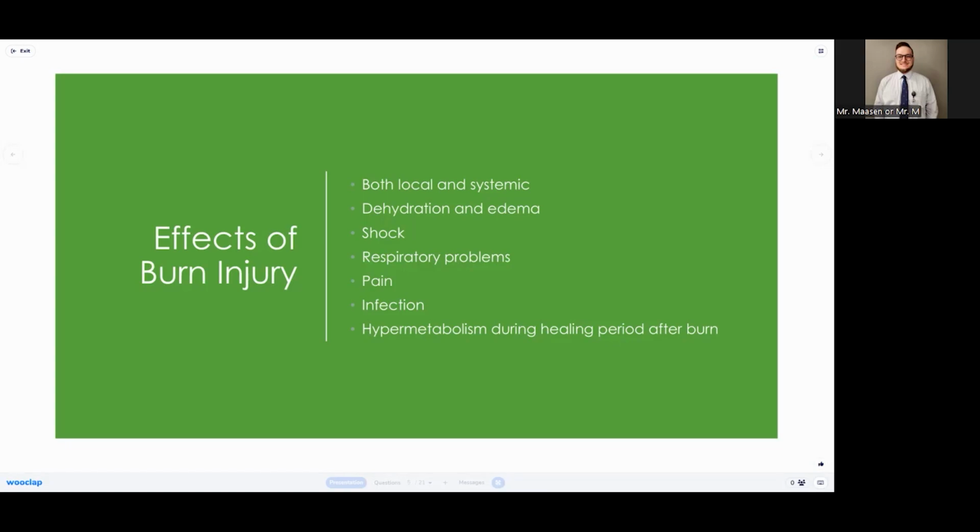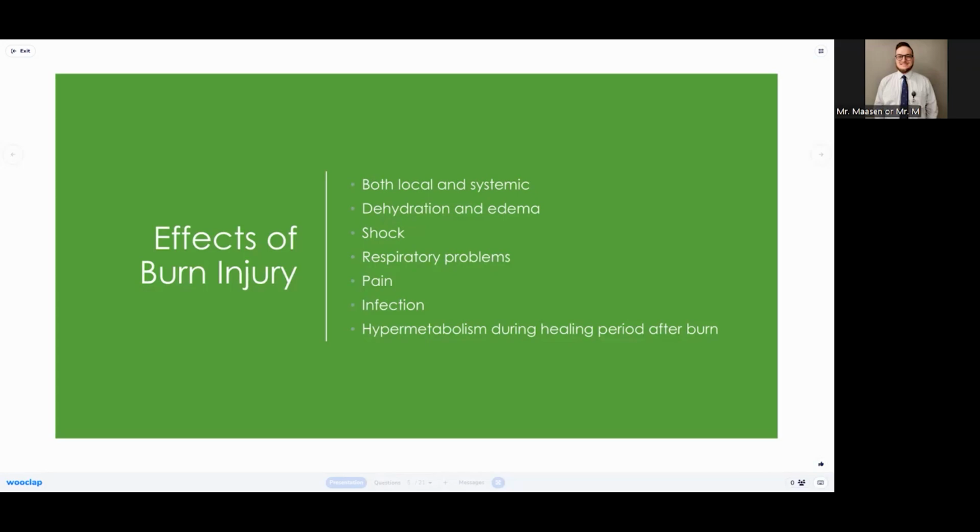If you're going to take home any points from this discussion about burns from this part of chapter 5, it's for you guys, kind of think about the complications here. So dehydration, edema, shock, respiratory problems, pain, infection, metabolism due to healing period after a burn. So let's talk about these, right? So the most important thing to know is to think about the complications.